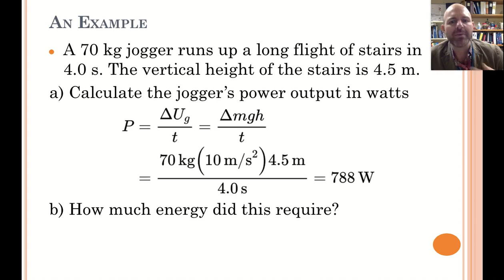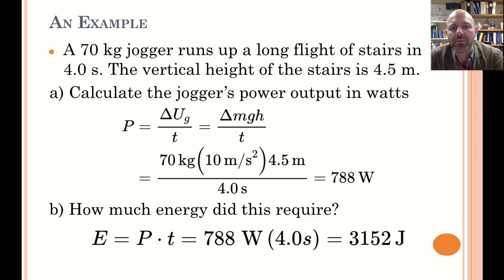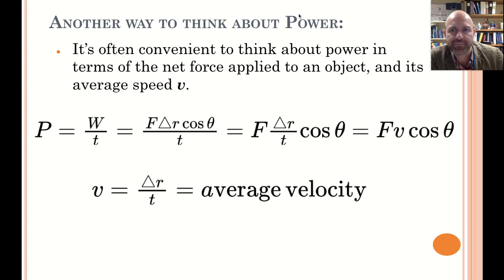And you might ask yourself, well, how much energy did this require? Well, energy is just power multiplied by time, right? The rate at which you were transforming energy multiplied by how long you took gives us about 3,152 joules. Now, we could have calculated this amount of energy first. That's basically the numerator of that fraction. But we can also work backwards to find that.